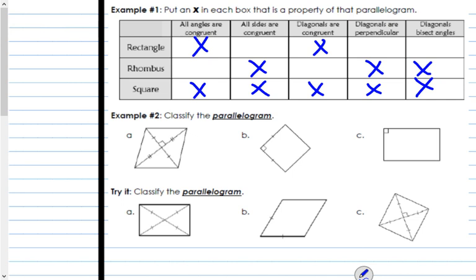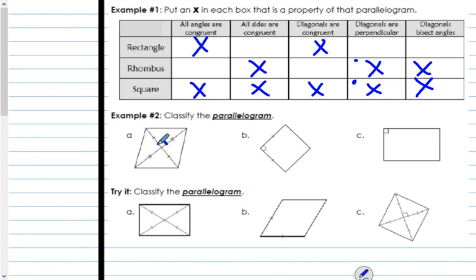So let's look at example 2A. We're going to classify the parallelogram. We already know that it's a parallelogram. So the diagonals bisecting each other is a normal property of a parallelogram. But I see that the diagonals form a 90-degree angle with each other. So that means it could be a rhombus or a square.